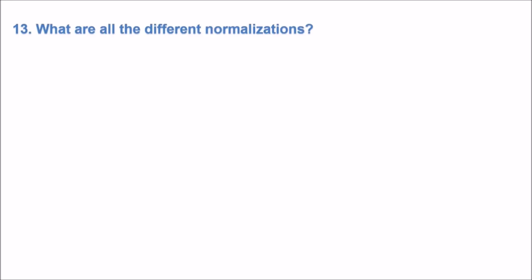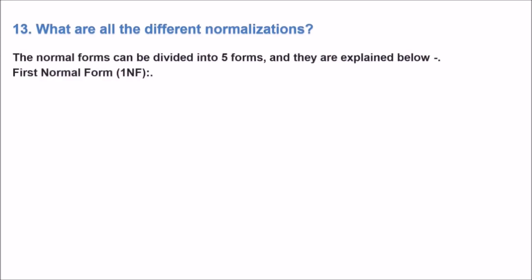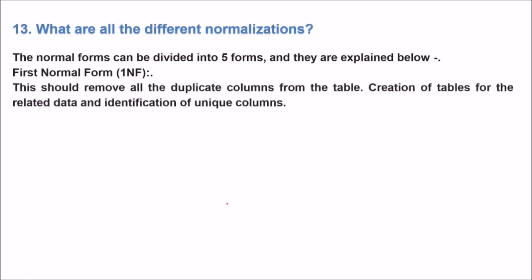There are different types of normalization. So how many types of normalization are there? This is the question. Normal forms can be divided into 5 major forms: the first normal form, 1NF, 2NF, and so on and so forth. So we'll see all of these.